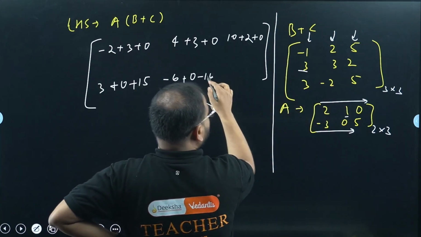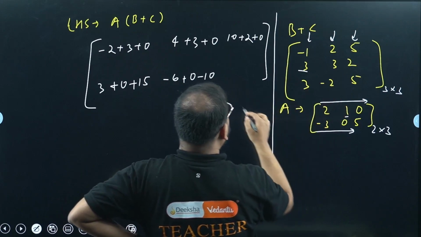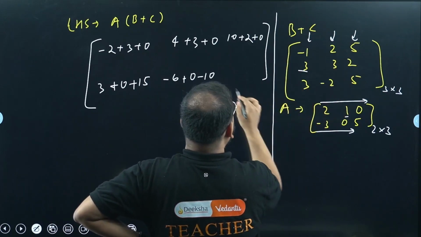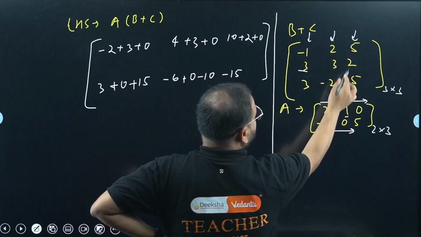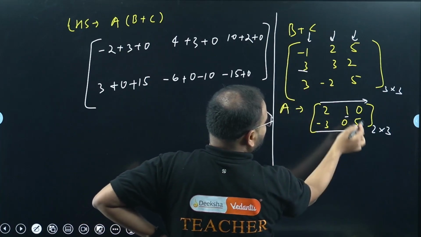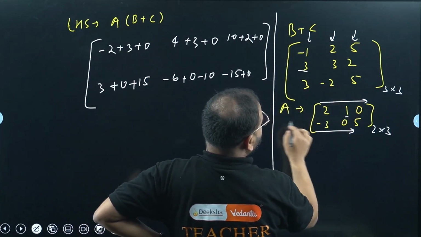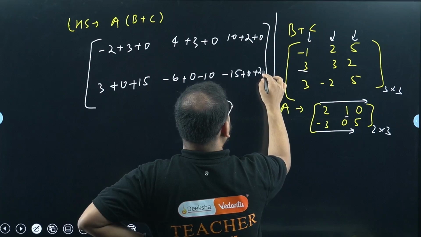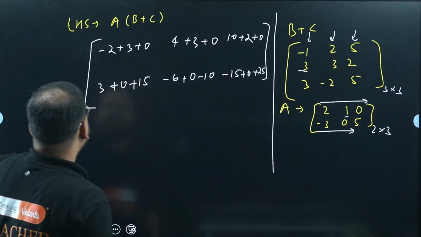minus 2 is minus 10. And again here, minus 3 times minus 5 in the third row is 15, 0 times 2 is 0, and 5 times 5 is 25, plus 25. Okay, plus 25. Let's check the result.